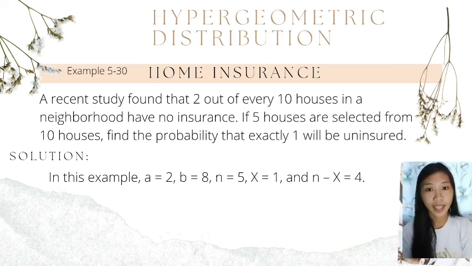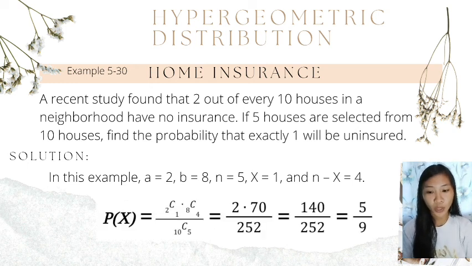Note that N is the number of trials and X is the number of successes in N trials. So, substituting in the formula, it gives probability of X is equal to combination of 2 and 1, which is equal to 2, times combination of 8 and 4, which is equal to 70, over the combination of 10 and 5, which is equal to 252. Then the answer is 140 over 252. Then reduce the answer to 5 over 9.